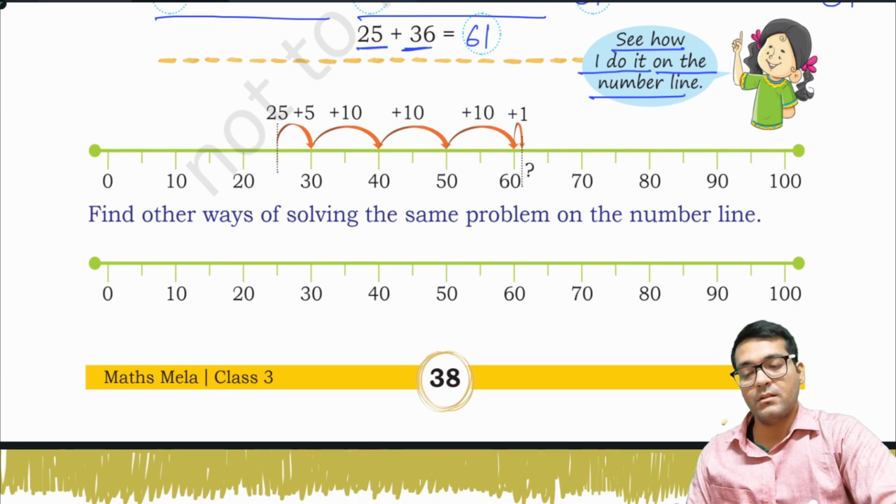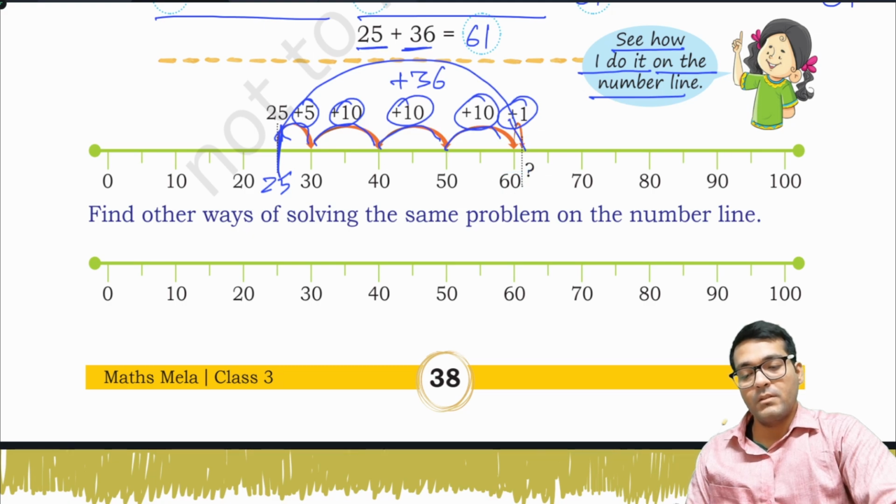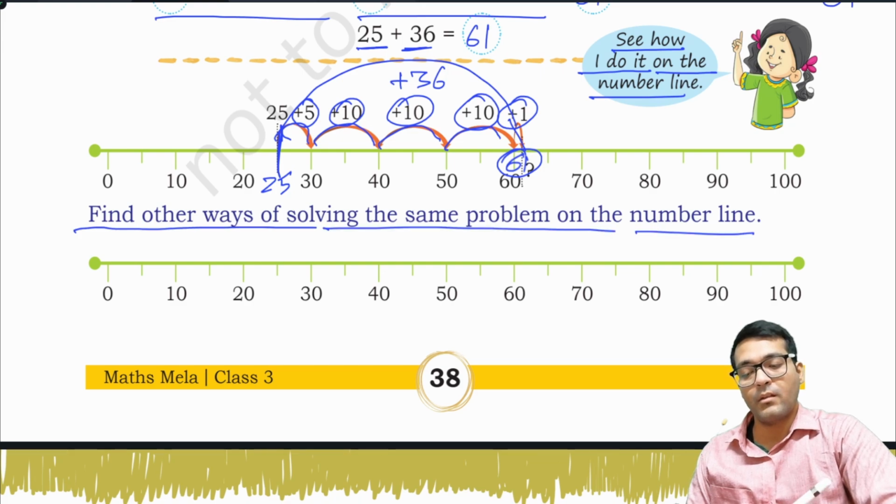Nani says, here 25, then 5, that is 30, then 10, then 10, then 10, and 1. That means 5 and 10, 15 and 10, 25, then 10, 35 and 1, 36. From here to here, 36 has been added to 25. It gives 61. 60 and 1, 61. Find other ways of solving the same problem on the number line.